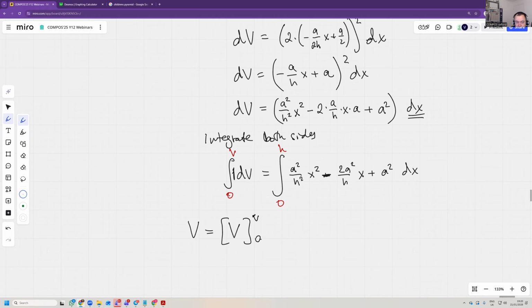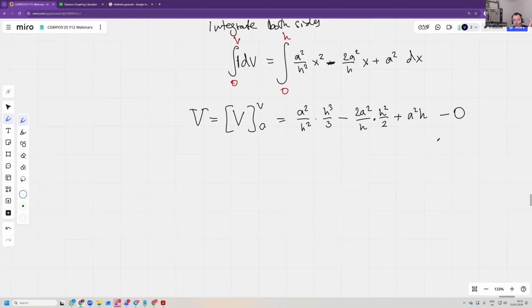I mean, it's v minus 0, so it's just v. And that is equal to, and now we integrate that. So it's going to be a squared over h squared times h cubed over 3, minus 2a squared divided by h multiplied by h squared over 2, plus a squared h, minus 0. Because if you substitute 0, it's just 0.